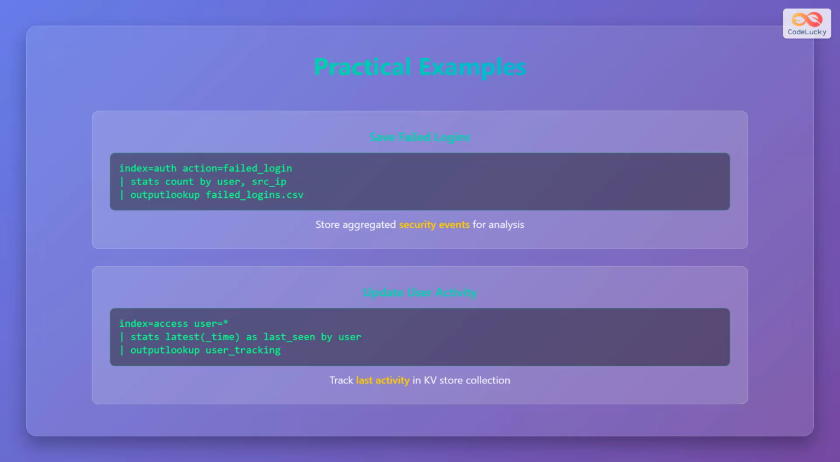Real-world applications of outputlookup demonstrate its versatility in security and operational use cases. For instance, you can aggregate failed login attempts by user and source IP address, then save this security intelligence to a CSV file for ongoing threat analysis. Another common scenario involves tracking user activity by capturing the latest timestamp for each user and storing this information in a KV store collection. These practical examples show how outputlookup bridges the gap between search time analysis and persistent data storage, enabling you to build comprehensive monitoring and reporting systems.